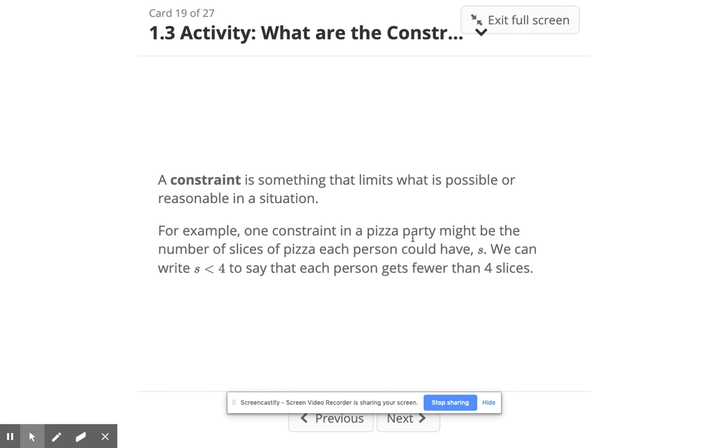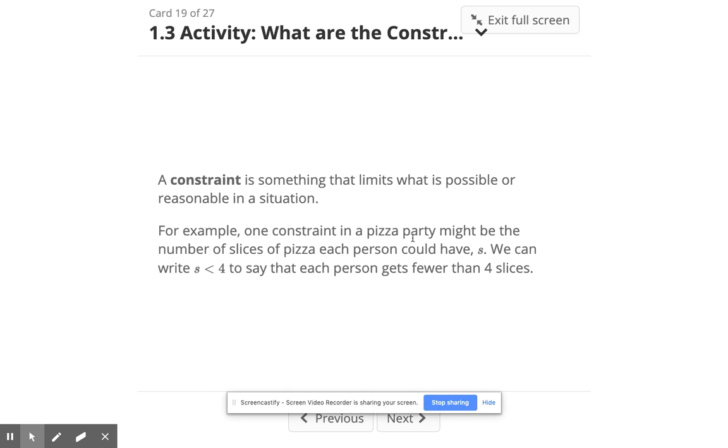First off, a constraint is something that limits what is possible or reasonable in a situation. What I just said in the very beginning is that my constraint was time. We had half a day on Friday, so we weren't able to get to it. On Thursday, my other algebra class had a longer class period, but I wanted you to have the same material as the other class. So we had something called a time constraint. It limited what was possible or reasonable in that situation.